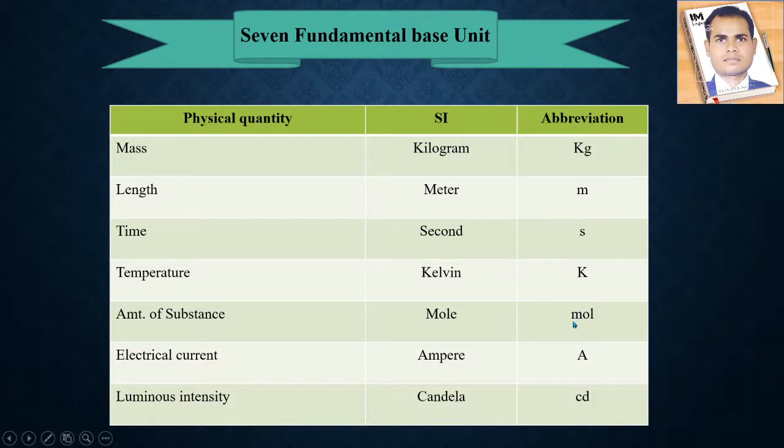mol. The next physical quantity is electrical current. The SI unit is the ampere, and the abbreviation is capital A. The next physical quantity is luminous intensity, and the SI unit is the candela, with the abbreviation small cd. In this way, we can take some other units, such as volt, hertz, coulomb, joule, etc. All these important units for measurements you have to remember.